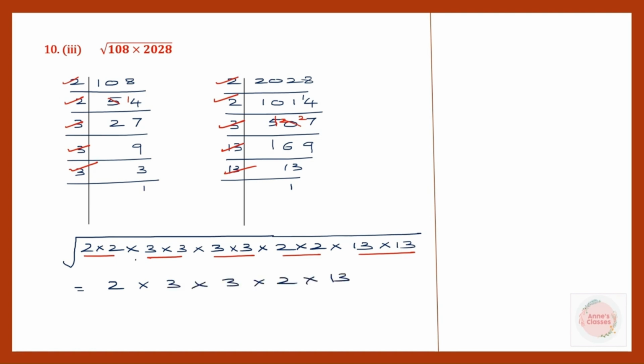So let's multiply. 2 3s are 6, 6 3s are 18, 18 2s are 36, 36 into 13 is equal to 468. 468. So this is our final answer. 468 is our final answer.